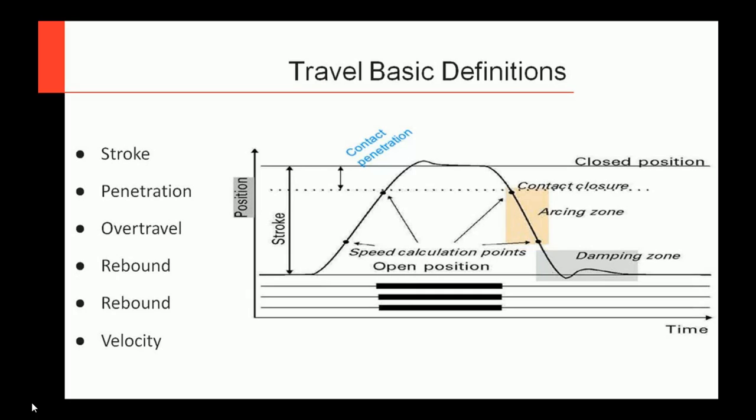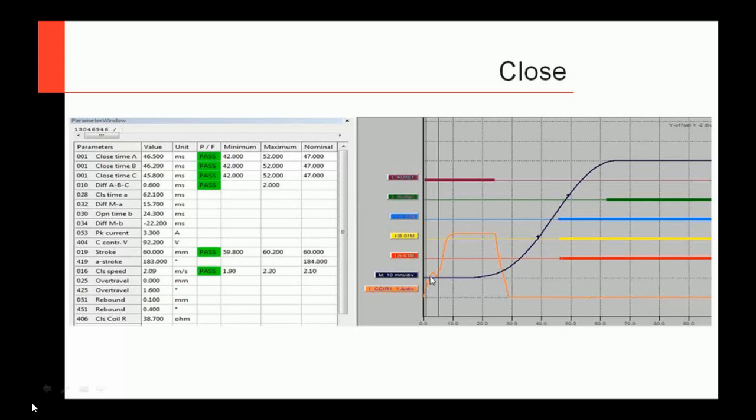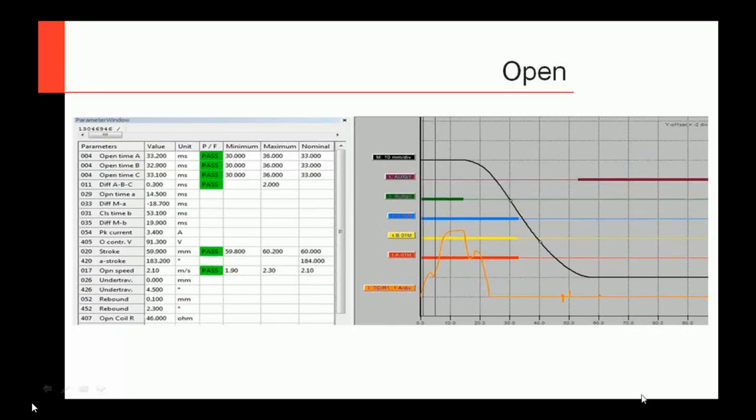So here's just a few different examples. One of a close. This is a coil current trace. These are our three timing. Then you have your motion here, and you see we actually have the speed calculation points on there. And it's right in that arcing zone. Next thing, we have an open operation, so coming from the closed position down to the open position. We also measured some auxiliaries with this one.